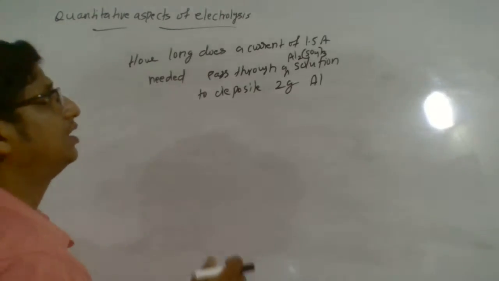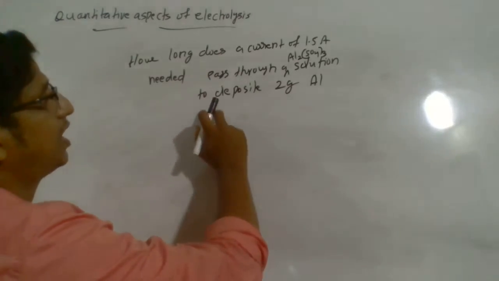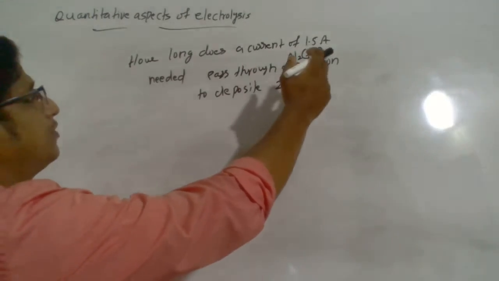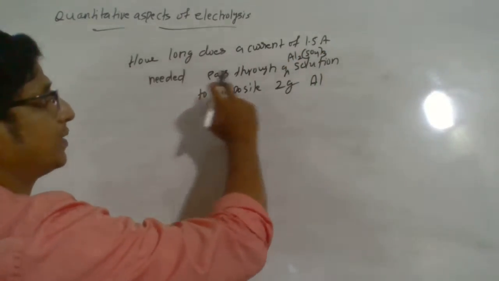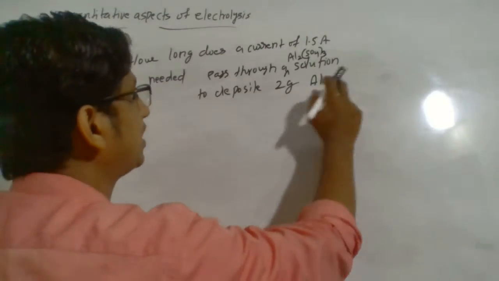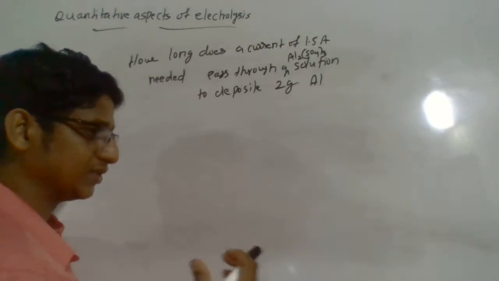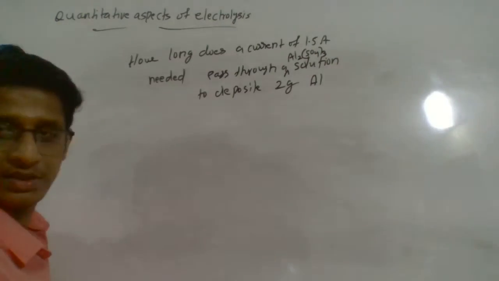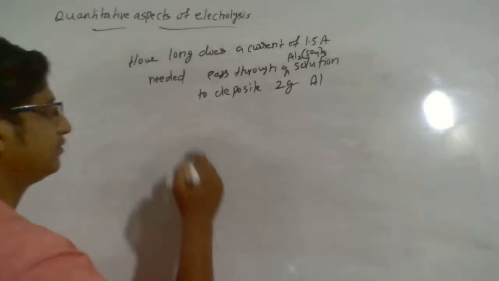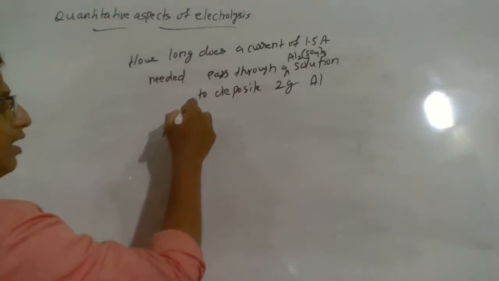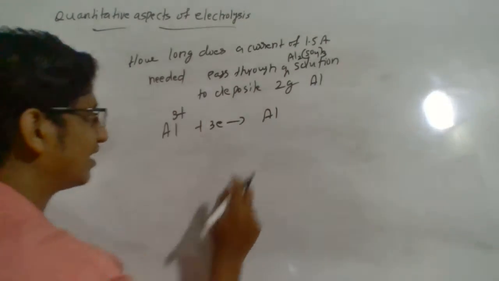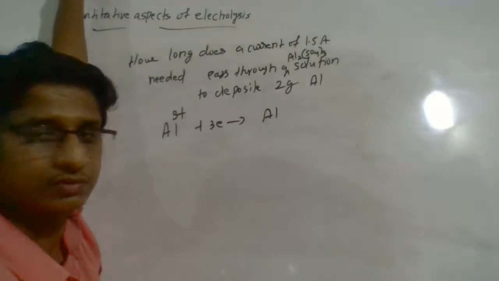So here the question is how long a current should pass through a solution to deposit 2 gram of aluminium. If you want to deposit 2 gram of aluminium, how much current is required? So let us do the calculation. We know Al3+ + 3 electrons gives Al. So this is the reduction reaction that takes place at the cathode.